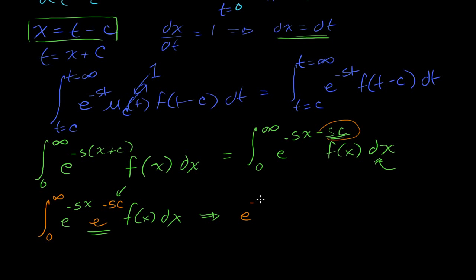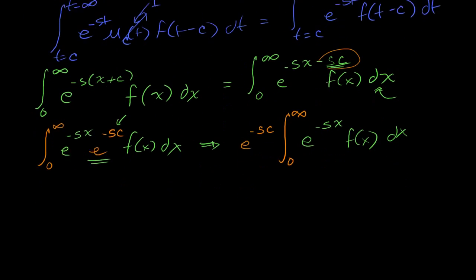So then you get e to the minus sc times the integral from 0 to infinity of e to the minus sx times f of x dx. Now, what were we doing here the whole time? We were taking the Laplace transform.